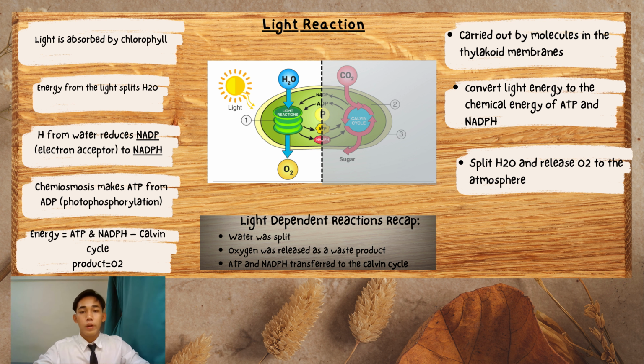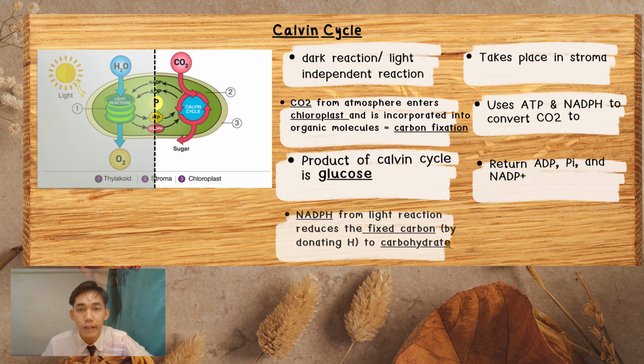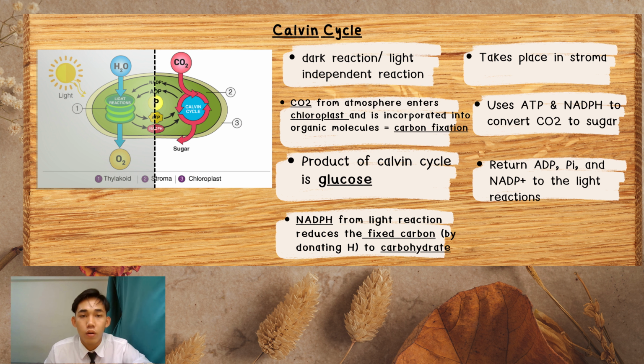Do you know what the light-dependent reaction recap is? It will recap that water was split and oxygen was released as a waste product, and also ATP and NADPH are transferred to the Calvin cycle. Next is the Calvin cycle, or we can call it the light-independent reaction.